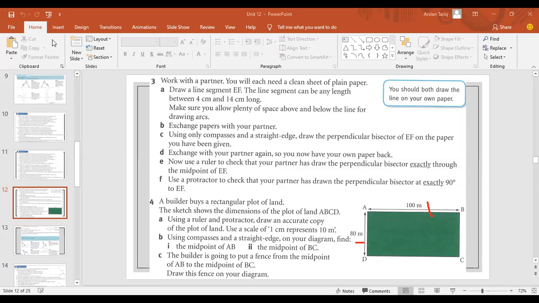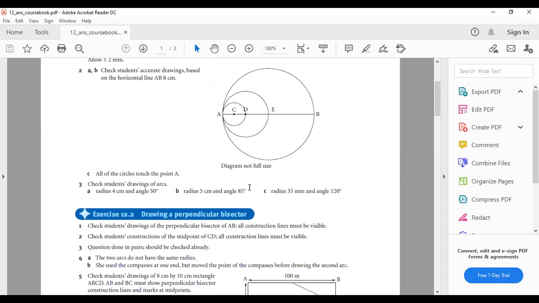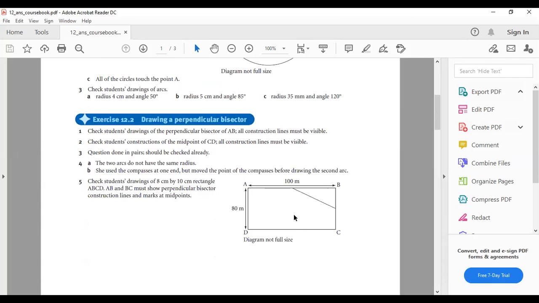Here is its answer. You can see that is the answer of 12.1. But here this is the answer of 12.2. Means from here EB, that is the midpoint, and here is BC, that is the midpoint. So you will draw a fence directly from here to here. So that is the fence. So with the help of this, you need to draw a diagram like that, and you will get your answer.